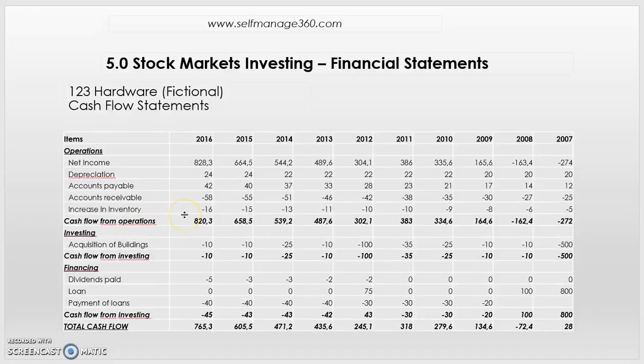We will now discuss, in the following video, financial health, which will be assessed from the third important document of the financial statements, which is the balance sheet.